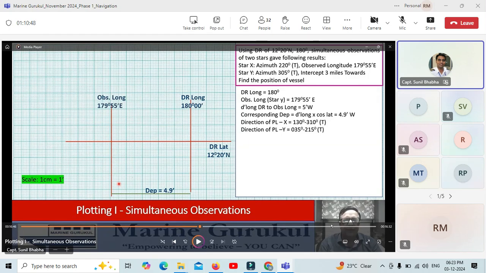Okay, sir. So why is departure between observed long and DR long? So it should be from the fix, right?